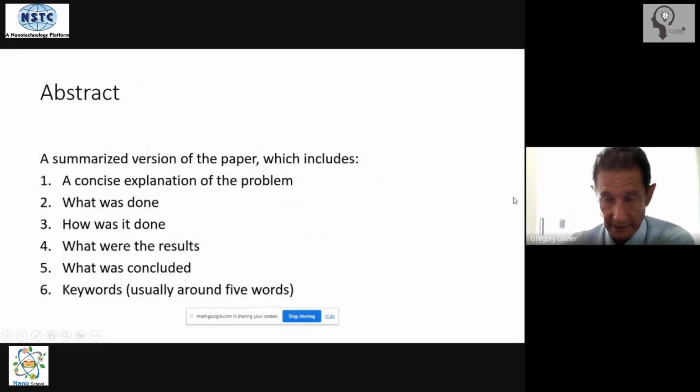Let me just reiterate the importance of the abstract, because very often people will not wish to read your whole paper. Instead, they will simply read the abstract. Now, the abstract contains pretty much everything, okay? But it's summarized. And at the end of the abstract, you will have about 5 words or a few small phrases. And this is your metadata for people to search for you online. So you explain the problem, what was done, how it was done, the results, your conclusion, and your keywords.